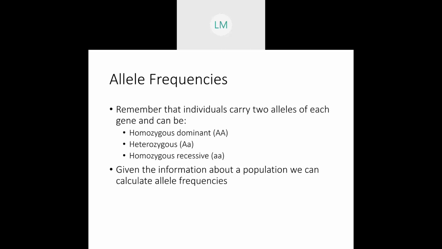We have our genotypes: homozygous dominant, heterozygous, homozygous recessive. Those are the 3 types of genotypes we can have, and each of those have 2 alleles. So if we're homozygous dominant, we have 2 dominant alleles; homozygous recessive, 2 recessive alleles; heterozygous, 1 of each. Okay? So we've got 2 alleles coming from each individual. That's going to be important when we're trying to figure out how many of each allele is in a population. So if we have certain information about a population, we can calculate these allele frequencies.